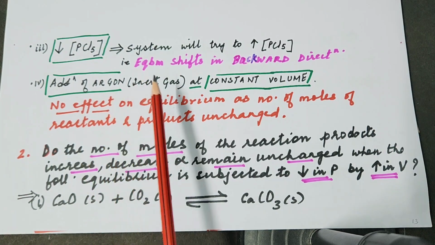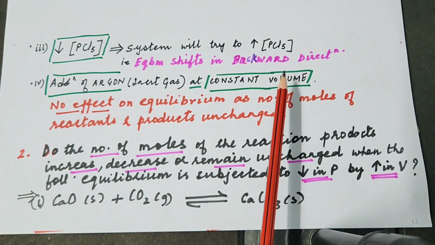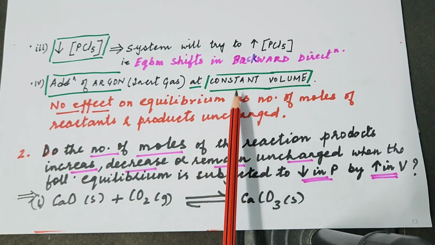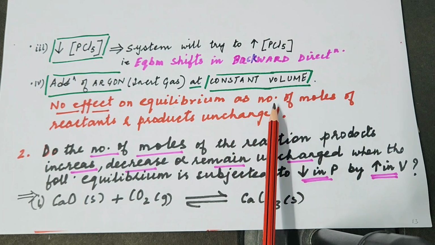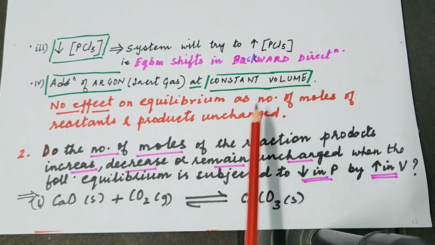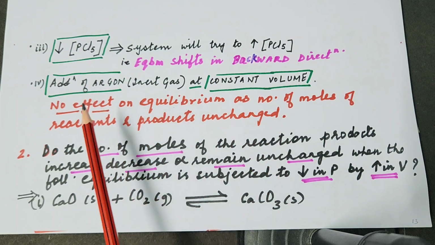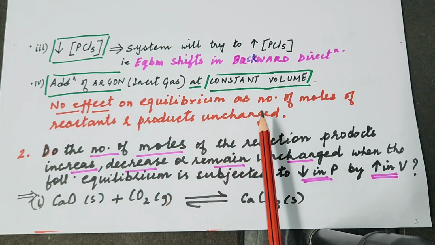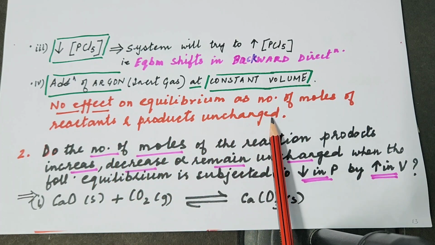Addition of argon, that is an inert gas, at constant volume. At constant volume, we said that the density or the population per unit volume of the reactants and products is unaffected because the inert gas didn't react with either the reactant moles or the product moles. Hence, no effect on the equilibrium because the number of reactant and product moles remains unchanged.